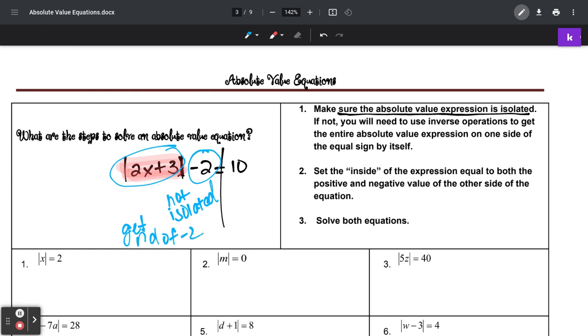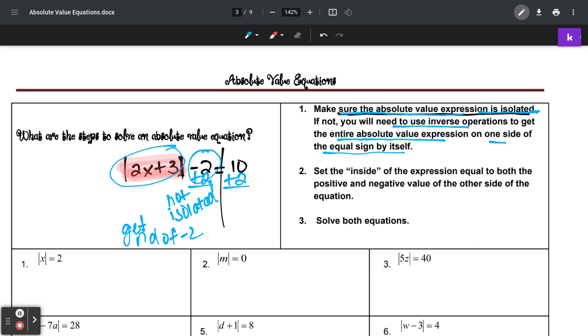So that's the first thing we want to do: make sure that the absolute value expression is on one side of the equal sign by itself. If not, you'll need to use an inverse operation to get the entire absolute value expression on one side of the equal sign by itself. So the inverse of negative 2 would be positive 2, and you have to do that to both sides, okay?